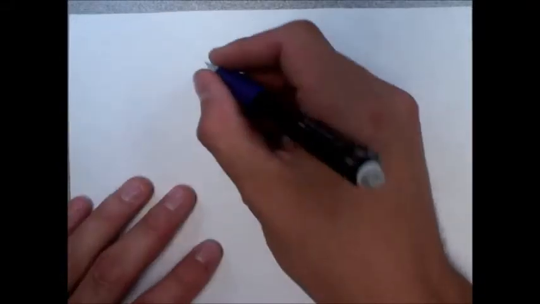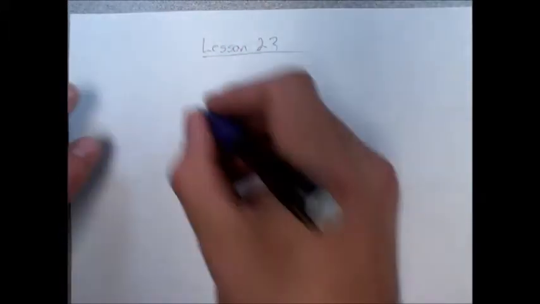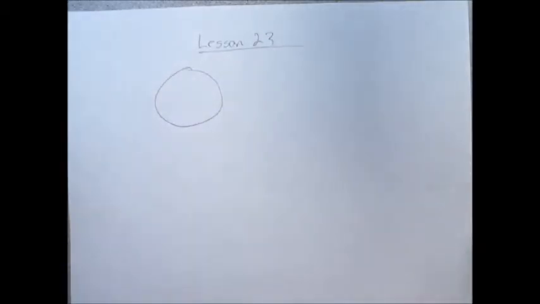All right, so we're starting lesson 23. This is an introduction to circles. So first of all, we're going to go over some vocabulary. Everybody knows that a circle is that little round shape, right? It is not, I repeat, not a polygon. It has no sides, right? It is simply rounded everywhere it goes.